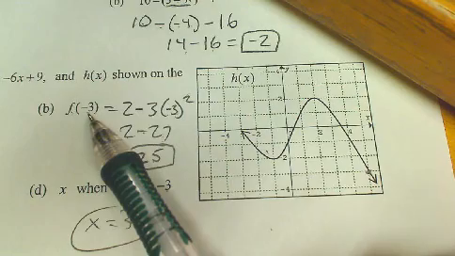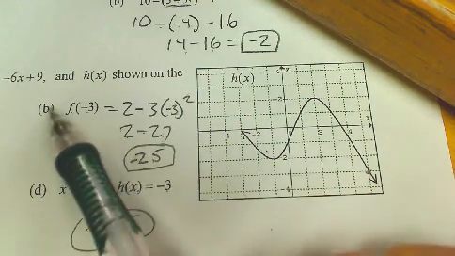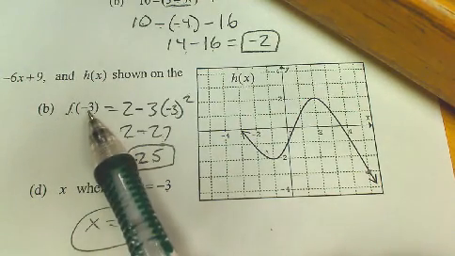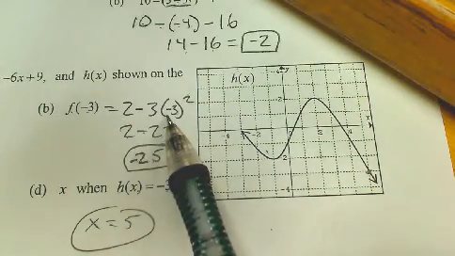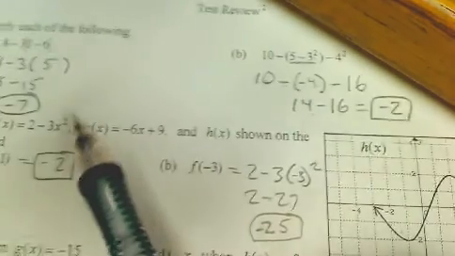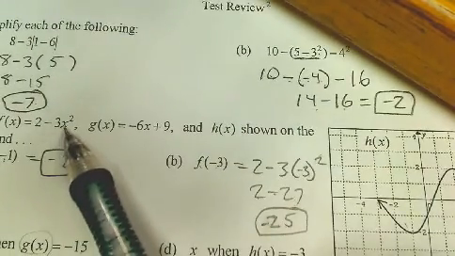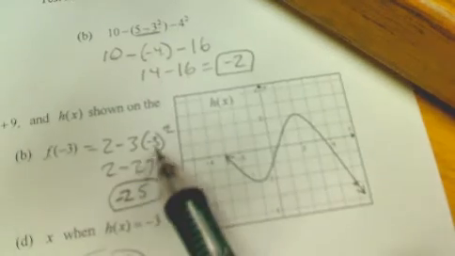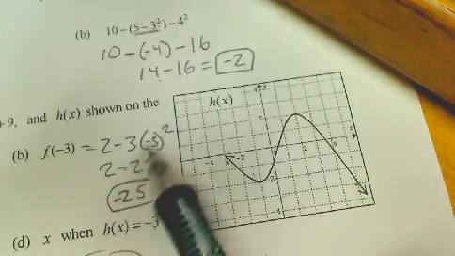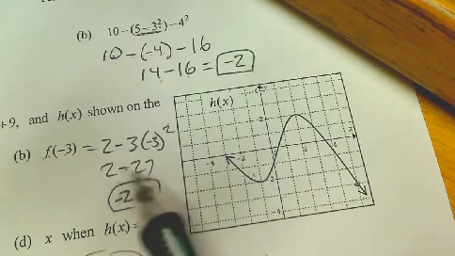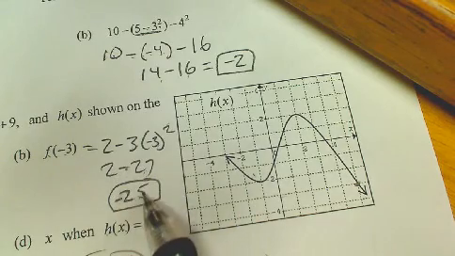F of negative 3 means plug in negative 3 for the x, so I plugged in negative 3 for the x, and that's what the f of x looks like. So you plug that in, square it, gives me 9. 9 times 3 is 27, so I have 2 minus 27 is negative 25.